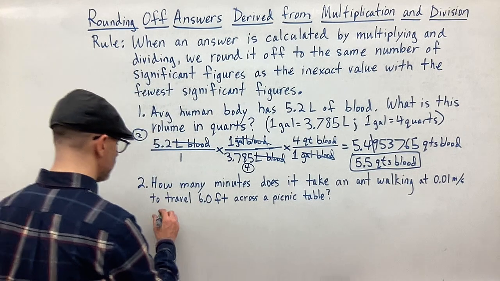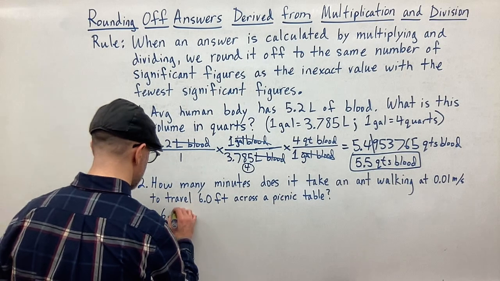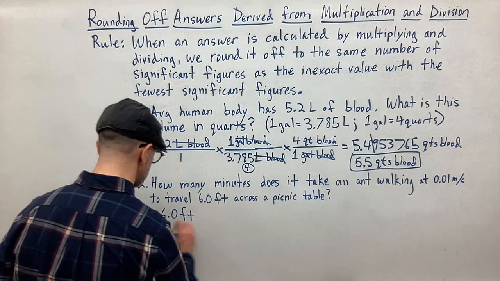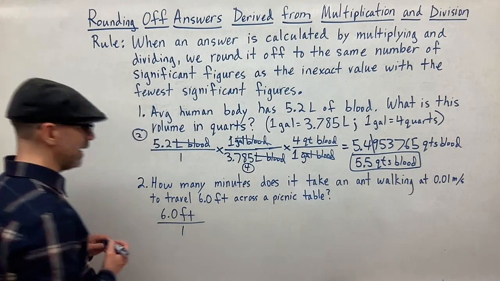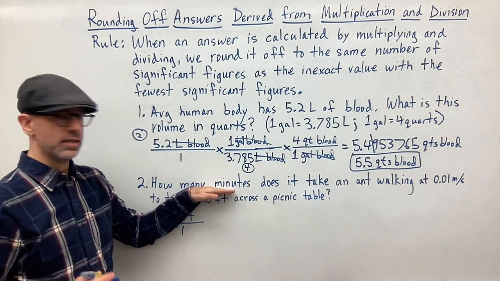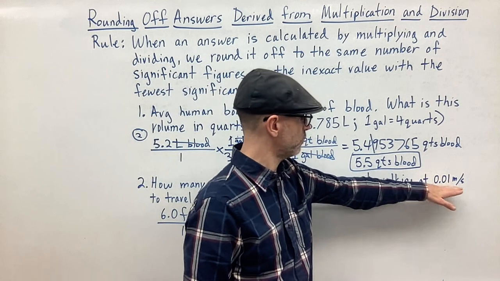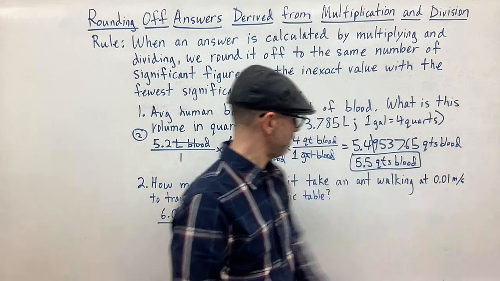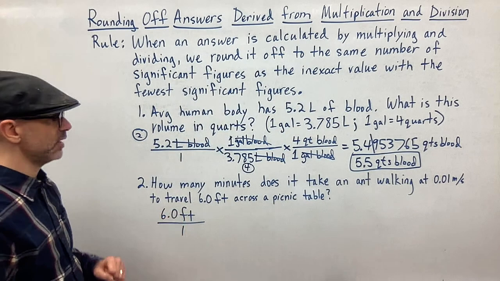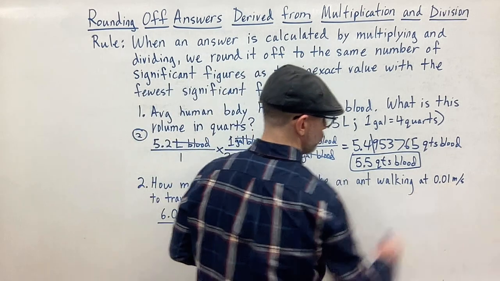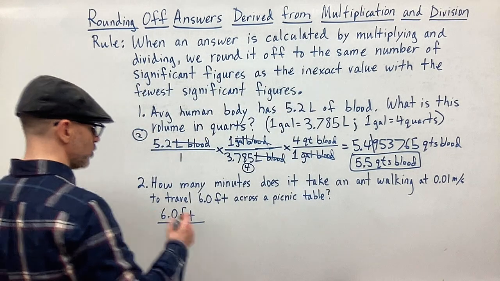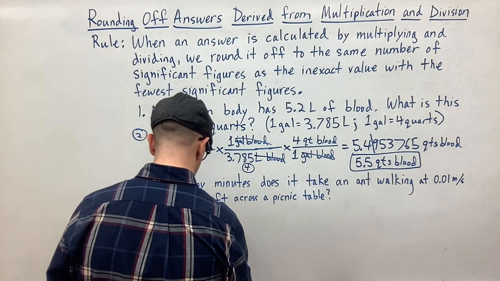So we're going to start with the 6.0 feet. And we want to get to minutes. So we're going to get the time. So we're going to have to use this to convert length to time. So we got feet. In order to use this, we have to use meters. So we're going to have to convert somehow.